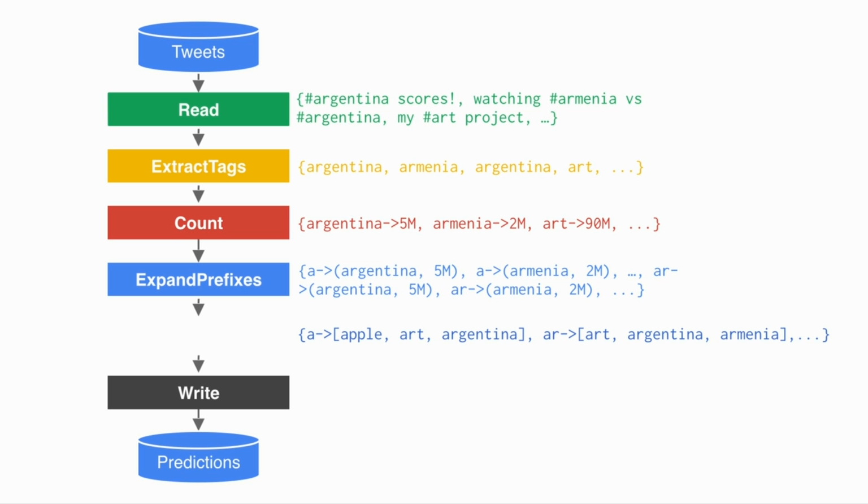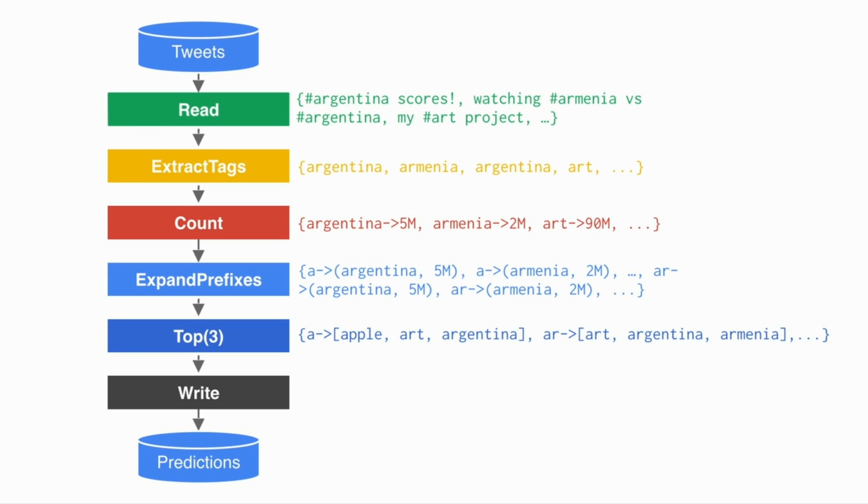So there's only one step left to do to get from here to my actual suggestions, and that's to just take the top 3 results per key using this ranking that I've attached to it from the count. And now I have all the data I need to do this prefix suggestion, this hashtag suggestion. All that's left to do is write it out somewhere and for my application to read that data as the user types it.